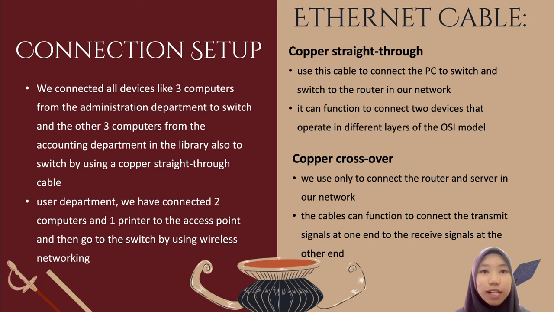Then, the copper crossover cable we use only to connect the router and server in our network. This cable can connect the transmit signals at one end to the receive signals at the other end. Both cables can be used with Ethernet, Fast Ethernet, and Gigabit Ethernet port types, which makes it easier to make connections between devices.